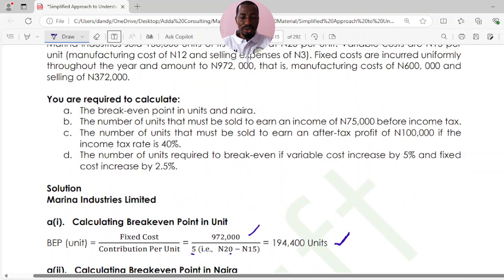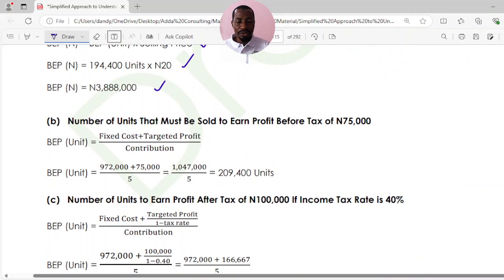Number B of the question requires you to calculate the number of units that must be sold to earn an income of 75,000 naira before income tax. So you want to earn an income of 75,000 before tax, and the examiner is asking you to calculate the number of units. In this case, the number of units will be fixed cost plus targeted profit, divided by contribution. Fixed cost is 972,000. The targeted profit that the company wants to earn is 75,000. Therefore, 972,000 plus 75,000 divided by 5 naira. 5 naira is the contribution margin per unit.